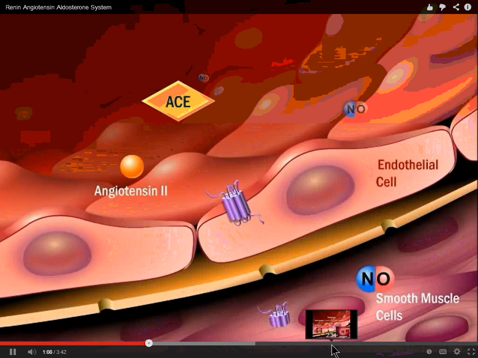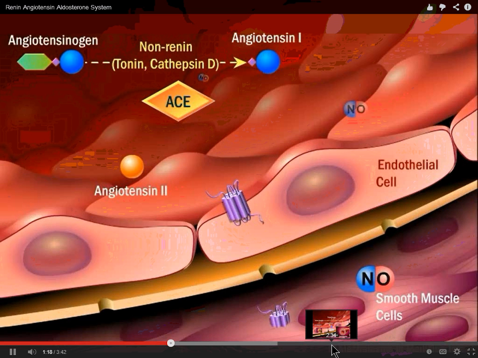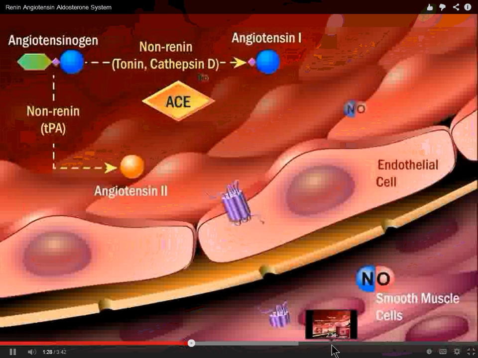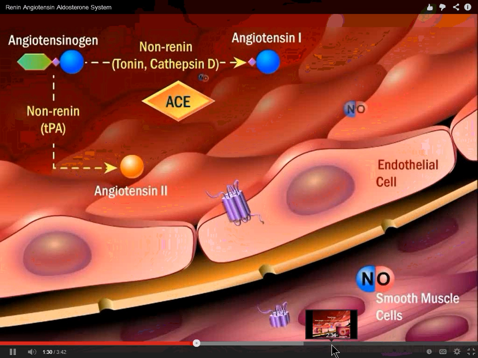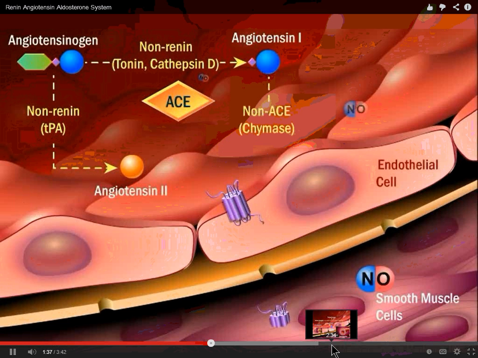Alternative pathways exist that do not rely on either renin or ACE. In non-renin pathways, enzymes like tonin and cathepsin D release angiotensin-1 from angiotensinogen, and tissue plasminogen activator, or TPA, can make angiotensin-2 directly from angiotensinogen. This bypasses the midway production of angiotensin-1. Enzymes like kinase can form angiotensin-2 from angiotensin-1 via an ACE-independent pathway.